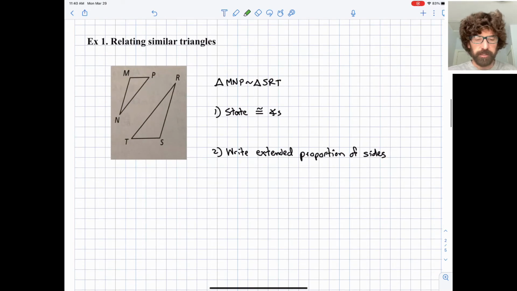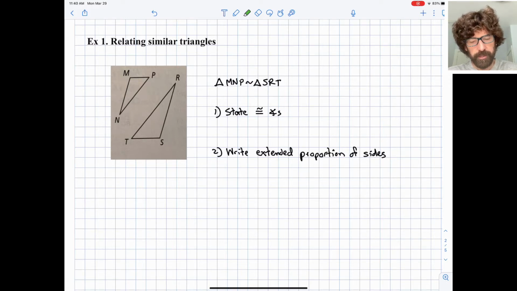So let's talk about similar triangles for a moment. And if I haven't mentioned it before, this tilde means similar to, okay? In contrast to the tilde above an equal sign, which means congruent to. Okay, so just a single tilde means similar to. So here we are being told that triangle MNP is similar to triangle SRT.